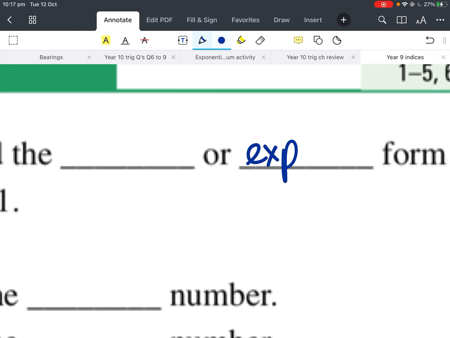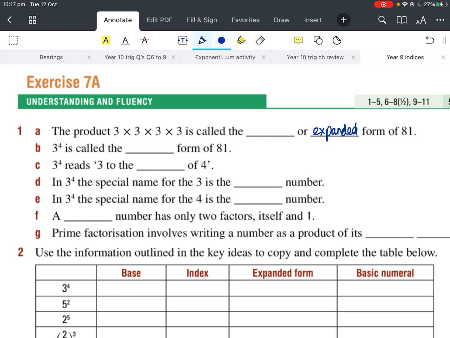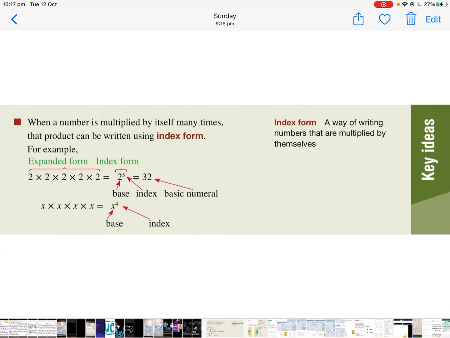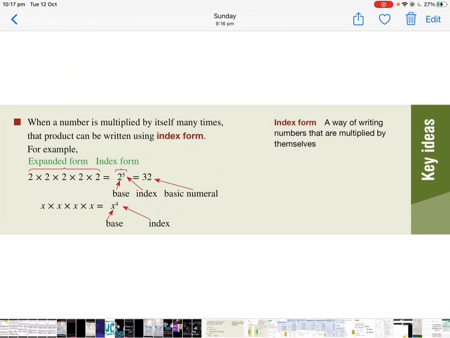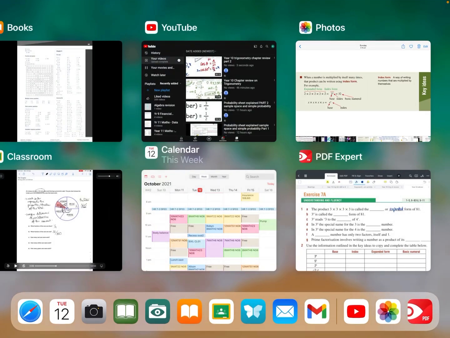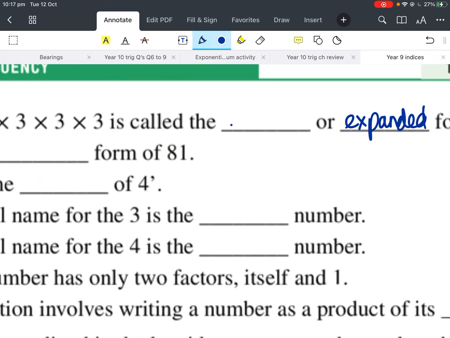So expanded form of 81. Otherwise it's called the, let's have another look, index form. Is that right? Yeah, that looks good to me. Index.